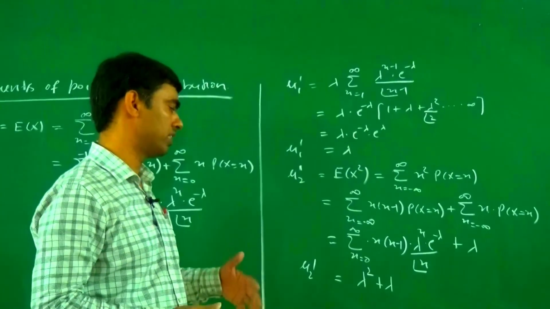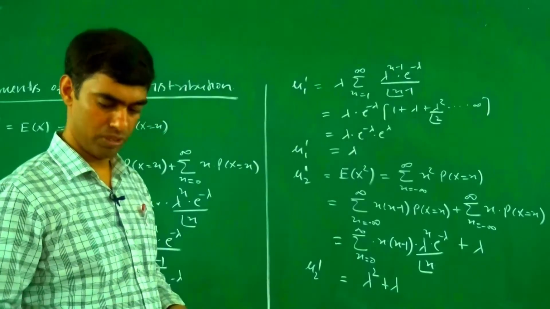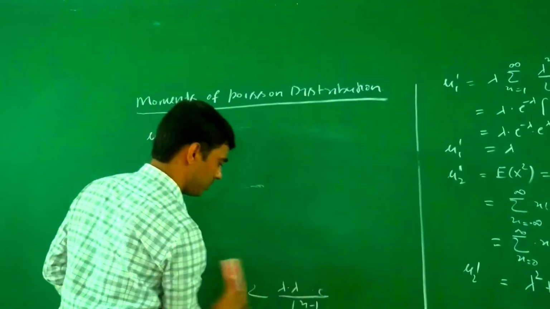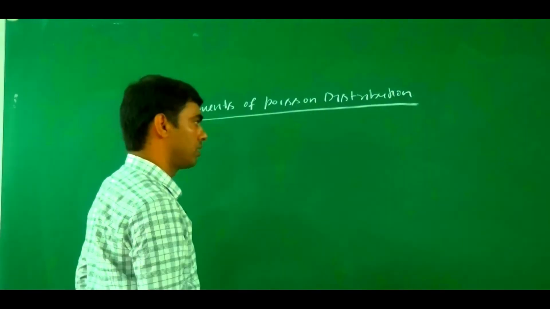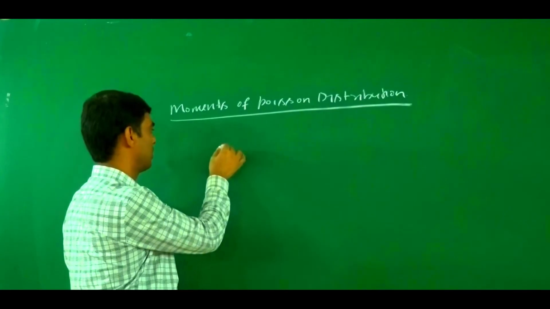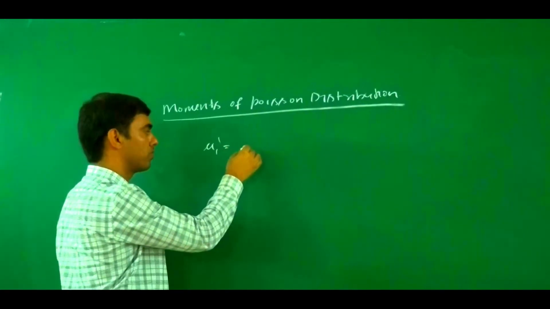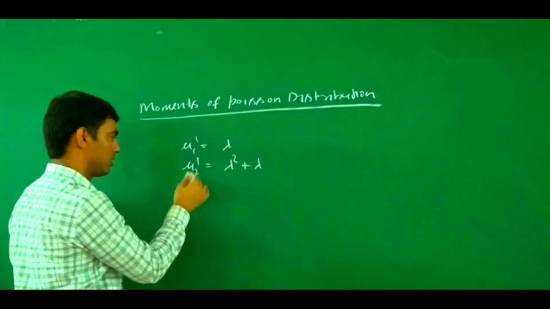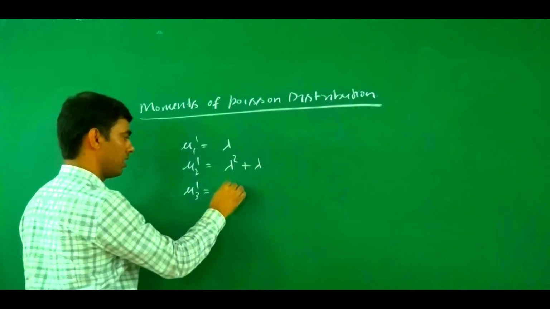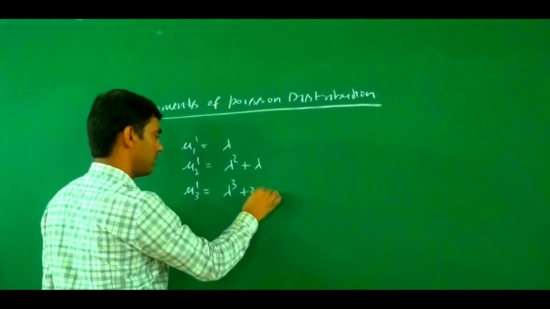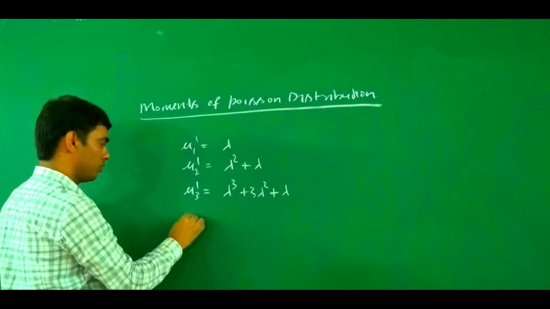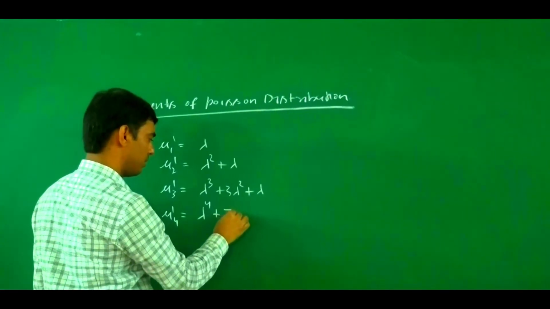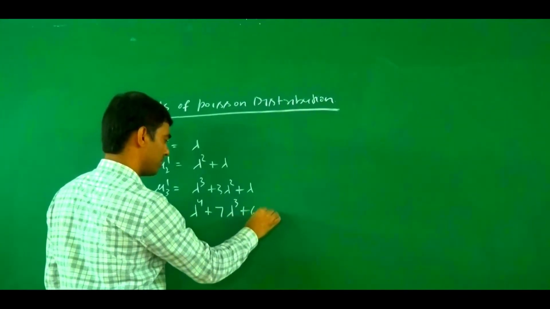I am not going to derive the values for mu3 dash and mu4 dash directly. Here I am going to write down the values. As we derived, the value of mu1 dash is lambda. The value of mu2 dash is lambda square plus lambda. Similarly, mu3 dash equals lambda cube plus 3 lambda square plus lambda. And mu4 dash equals lambda to the power 4 plus 7 lambda cube plus 6 lambda square plus lambda.